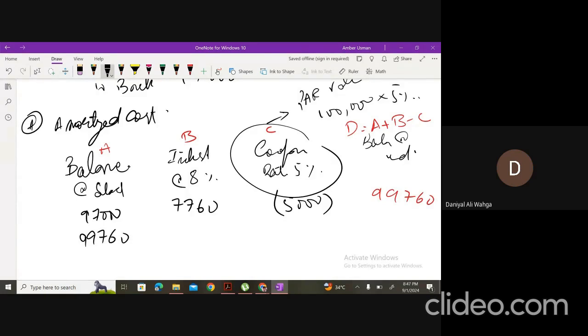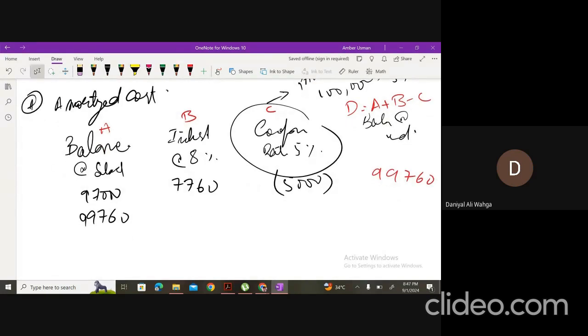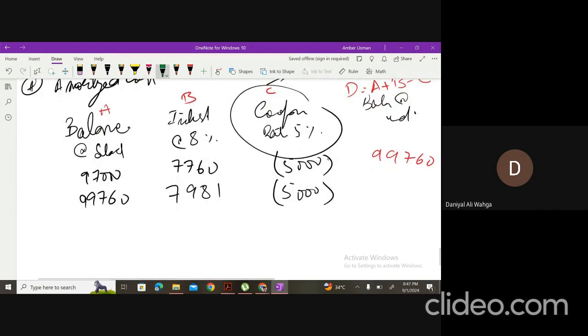Now 99,760 multiplied by 8% is 7,980.8, so let's round it off to 7,981. The coupon payment is again the constant 5,000. So the value at the end of this period is 99,760 plus 7,981 minus 5,000, which is 102,741.